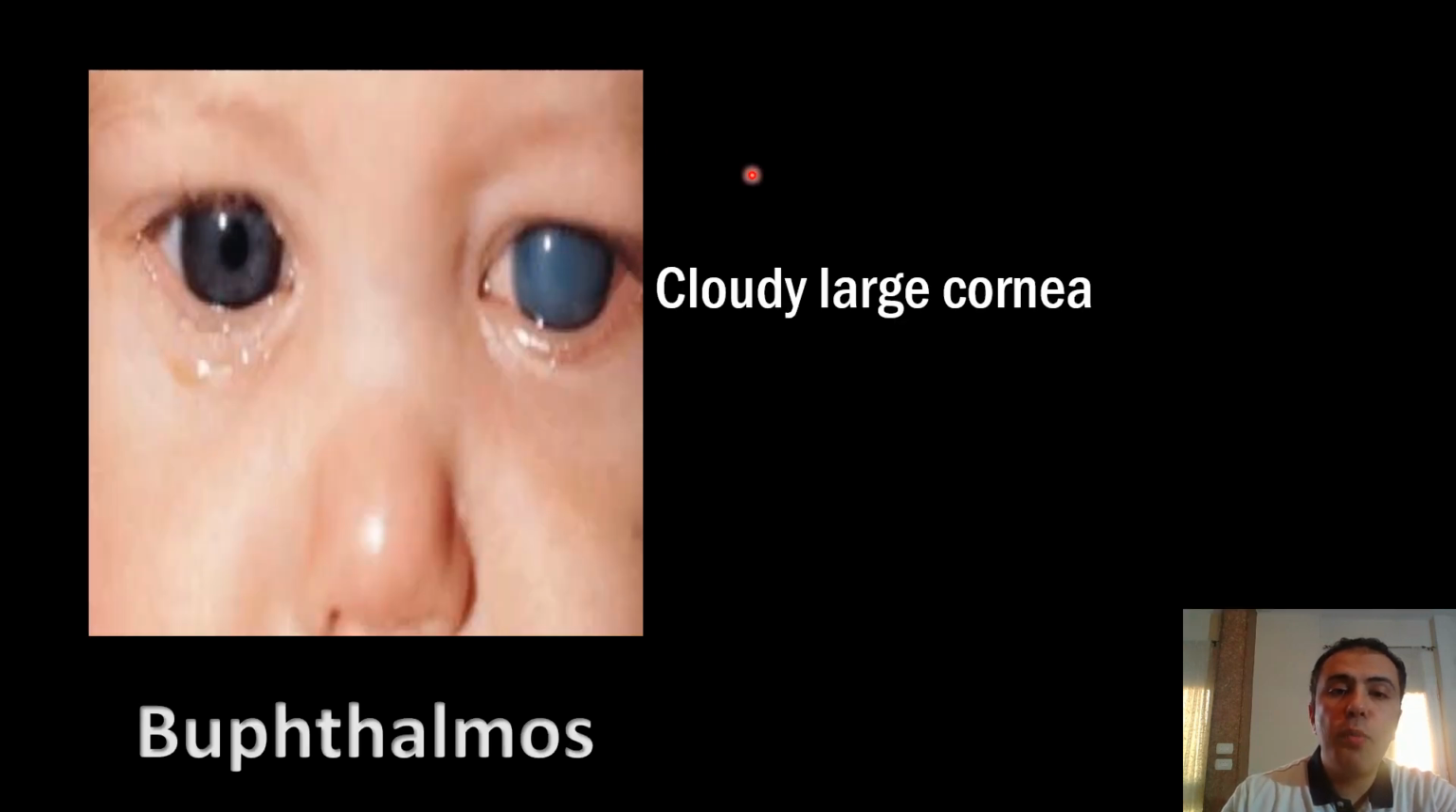This is a more complicated case of ophthalmos or cloudy cornea with congenital glaucoma. In the left eye of this child, it's completely opacified cornea with large globe, and this child should go for surgical intervention to save the eye.